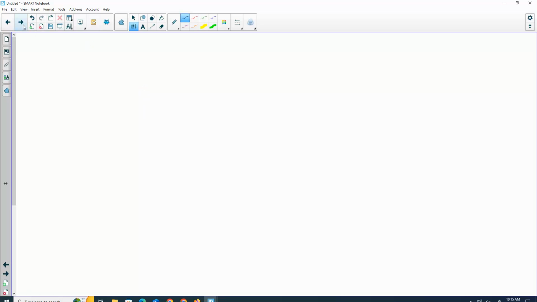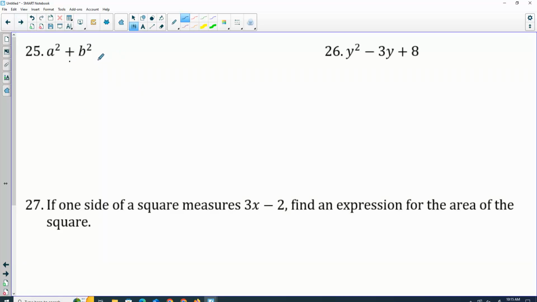Number 25. A squared and b squared. They're both perfect squares, but it's a plus. Difference of squares is a plus b, a minus b. When you FOIL that, you get a negative. So a squared minus b squared. Can we factor them if they're adding? No. What do we put if we can't factor something?